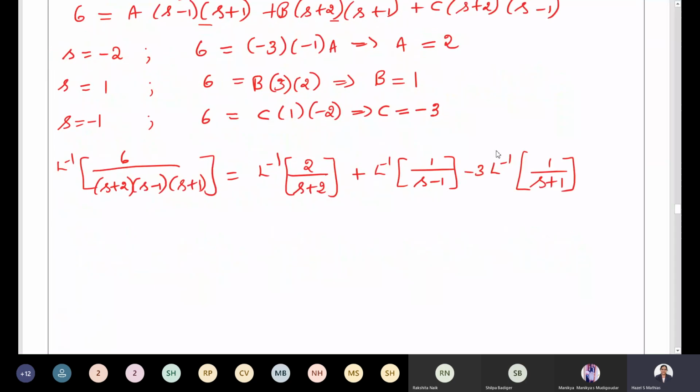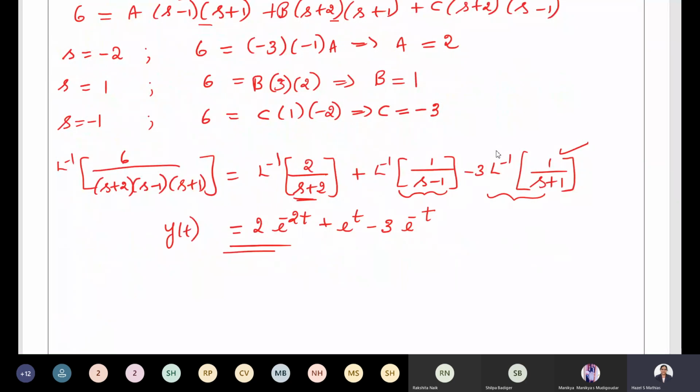Now find the inverse Laplace transform of each of these terms. It will be 2 into, what is L inverse of 1 by s plus 2? E power minus 2t. Correct. Plus, what is L inverse of 1 by s minus 1? It is e power t. Then -3 into L inverse of 1 by s plus 1 will be e power minus t. So this is the solution. L inverse of this is y of t. So this is the solution of the given differential equation.